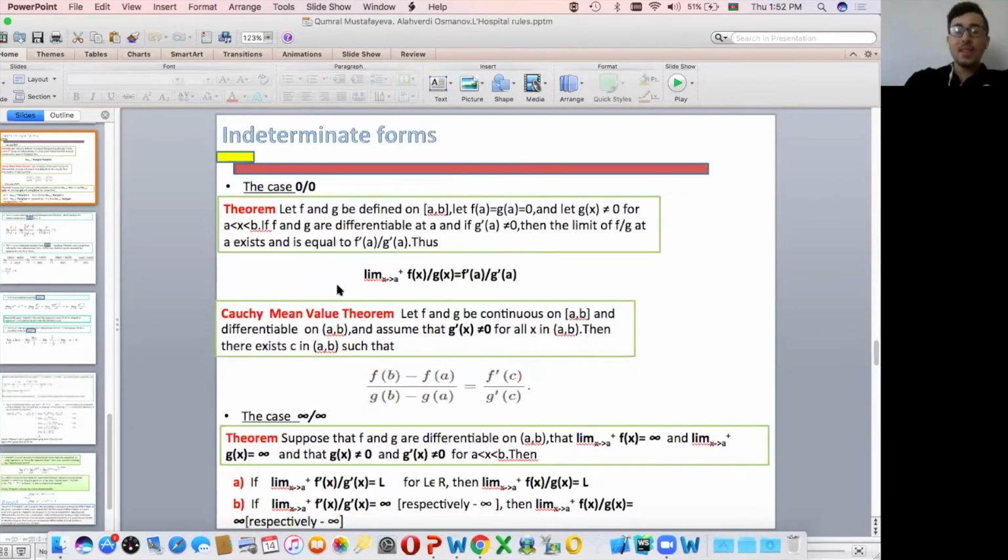Let f and g be continuous on the interval [a, b] and differentiable on (a, b), and assume that g prime(x) is not equal to 0 for all x in (a, b). Then there exists c in (a, b) such that (f(b) minus f(a)) divided by (g(b) minus g(a)) equals f prime(c) divided by g prime(c).